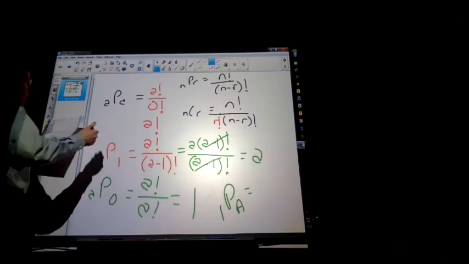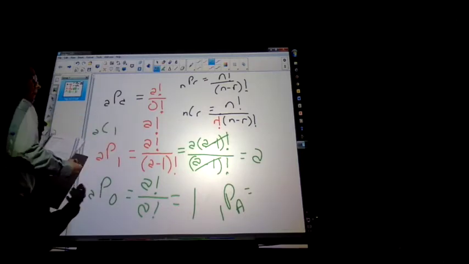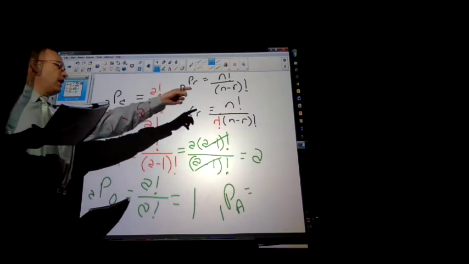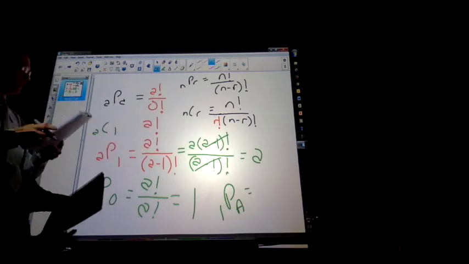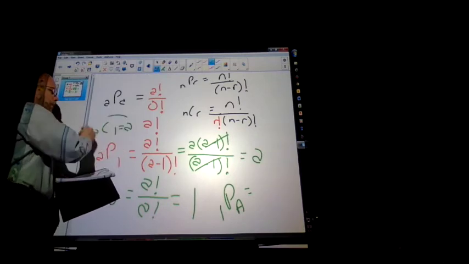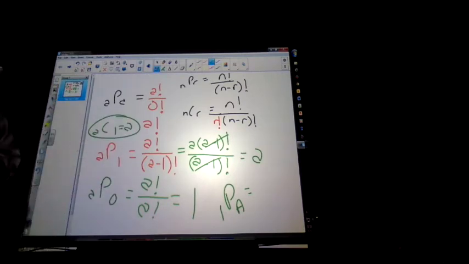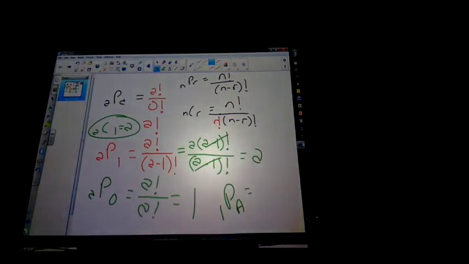If I did aC1, a factorial over the rest, that's just going to give me an answer of a. If I work through it, aC0 is 1. And then I just talked about that last one.